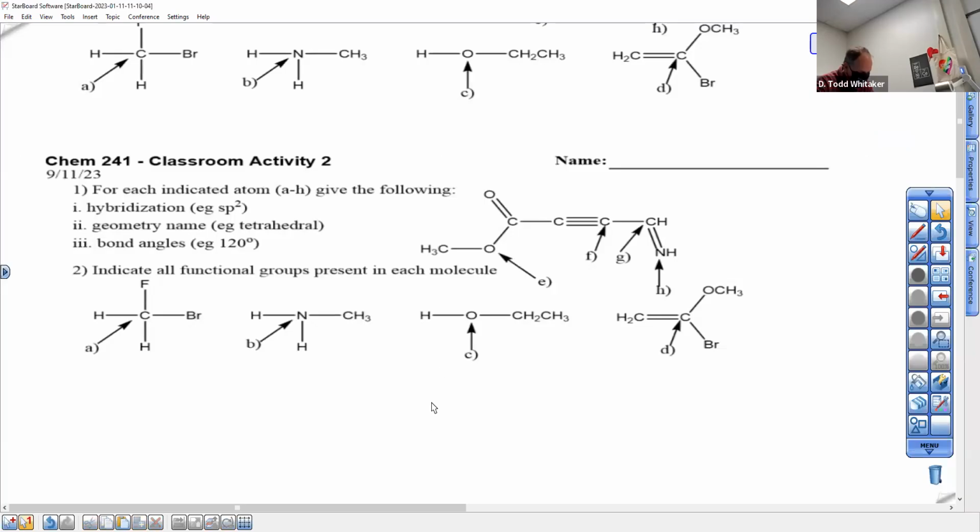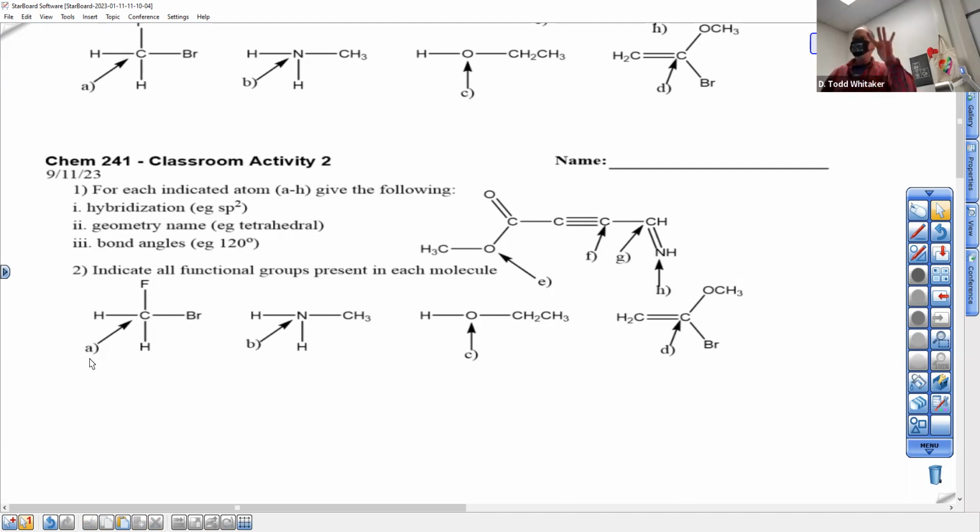Ladies and gentlemen, we're going to explore functional groups. And down here we have our second activity for today. For each indicated atom, give the following hybridization: A, B, C, D, E. I can just put them underneath the labels, huh?